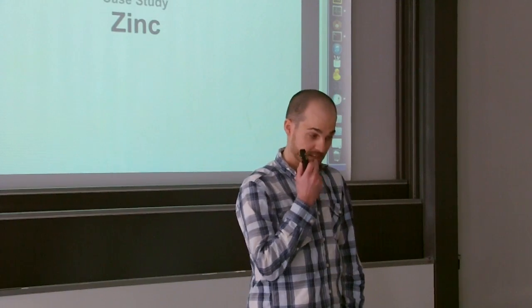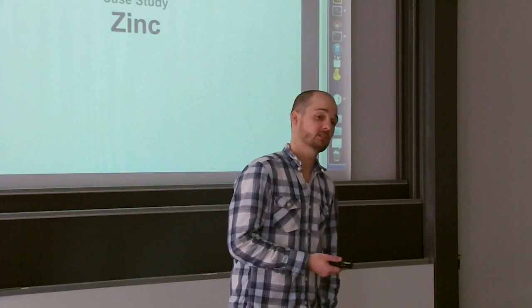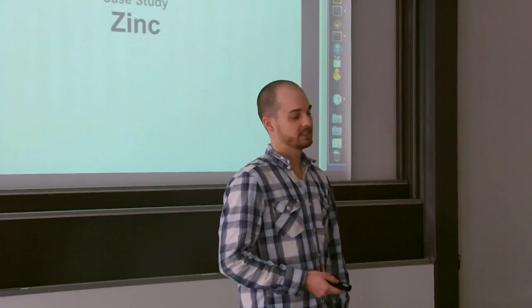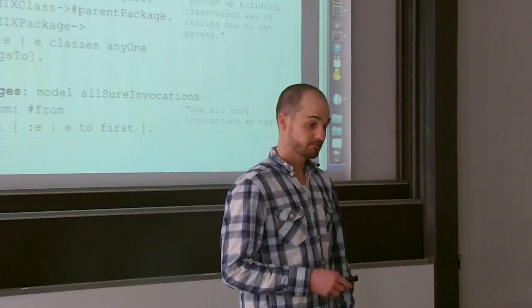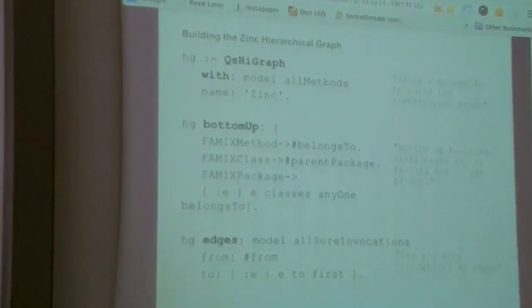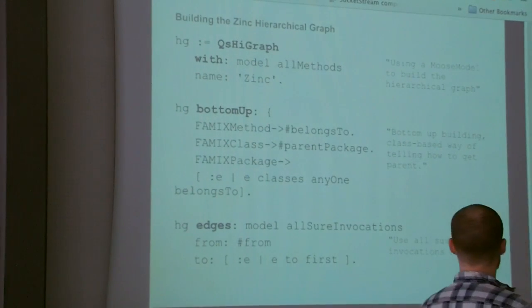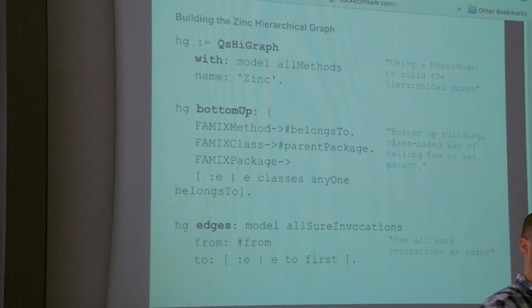So let's look at another example first. Zinc is, as you probably know, the HTTP documents framework in Pharo, and I did a little hierarchy for this as well. This is the way to do it. This time we used the Moose model, so we didn't have to actually do much. We just generated the Moose model, which is really easy. And then it's the same thing. We started with all methods as leaf nodes. So we have methods at the bottom. We build the hierarchy. We say a method belongs to its class, the class's parent is its package.